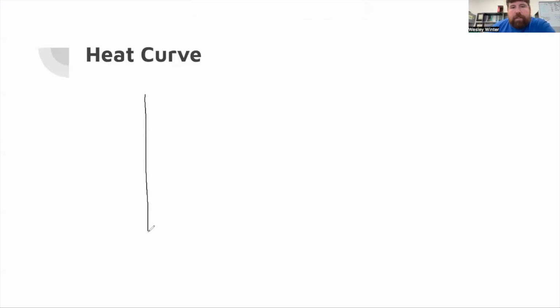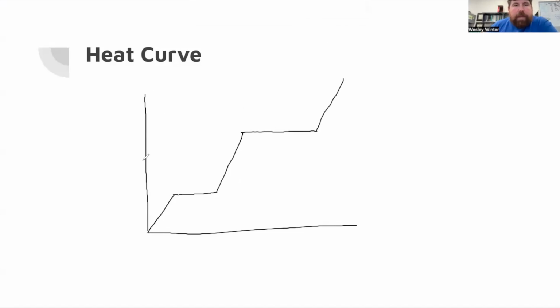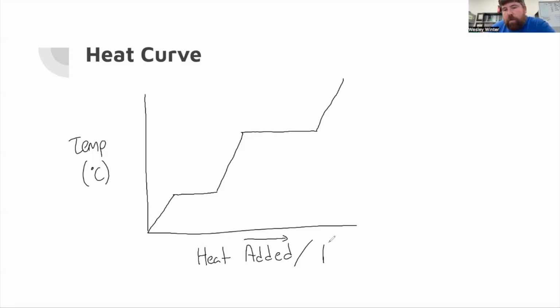So we're going to have the x-axis and then the y-axis. It's always going to go up, flat, up, bigger flat, up. On the y-axis, we're measuring the change in temperature, or just the temperature, in degrees Celsius. And on the x-axis, we're going to be measuring heat added, or removed if we're going to the left.